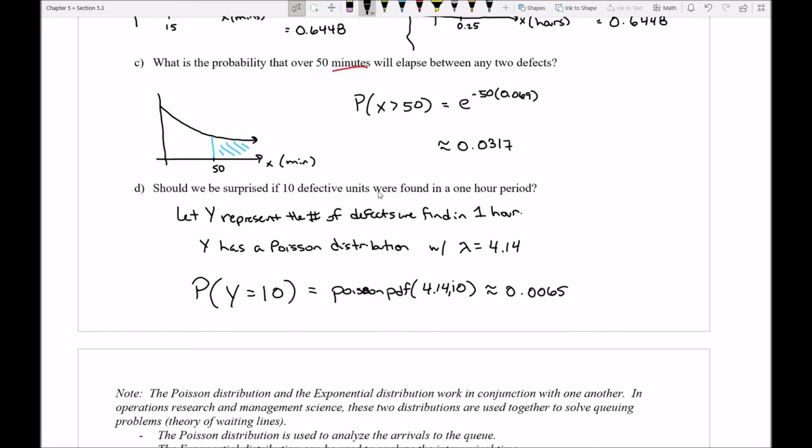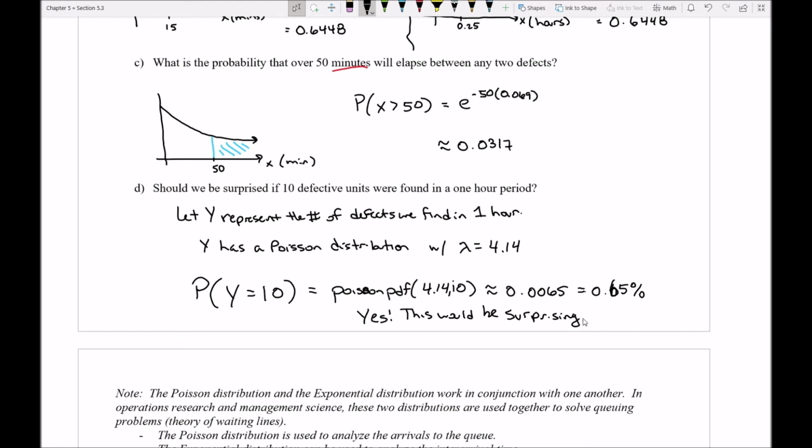So should we be surprised if we found 10 defects? That is, would this be unusual? Well, do you remember what our cutoff for things being unusual was? Well, yeah, that would be under 5%. And this number is definitely under 5%, right? This is 0.65%. It's not even up to 1% yet. It's like a little over 0.5%. So we could say, yes, this would be surprising. It's under the 5% mark.